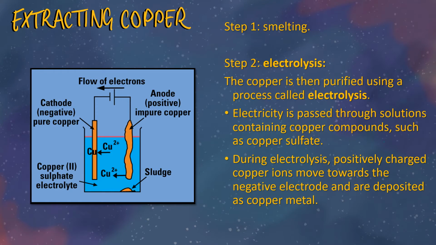So extracting copper, step 1 was smelting, so it has to be molten. Step 2 is electrolysis. So in this process, electricity is passed through solutions containing copper compounds, such as copper sulfate. During electrolysis, positively charged copper ions move to the negative electrode and are deposited as copper metal.